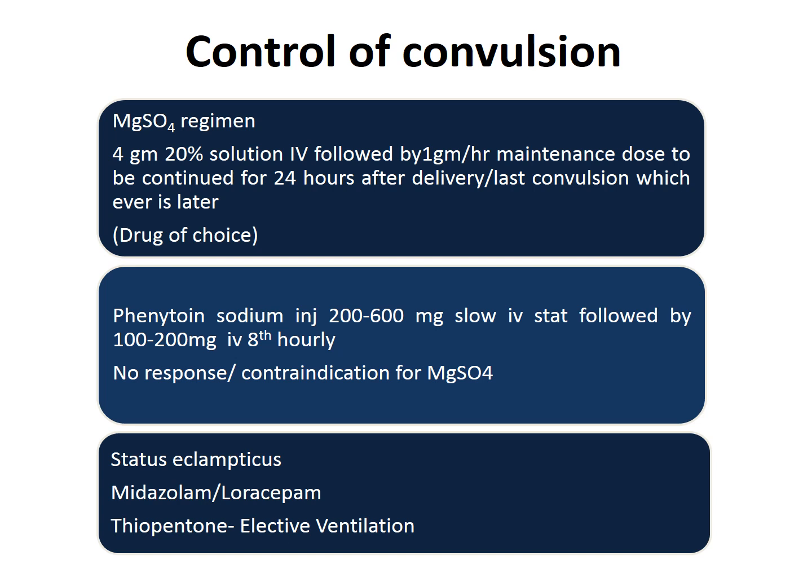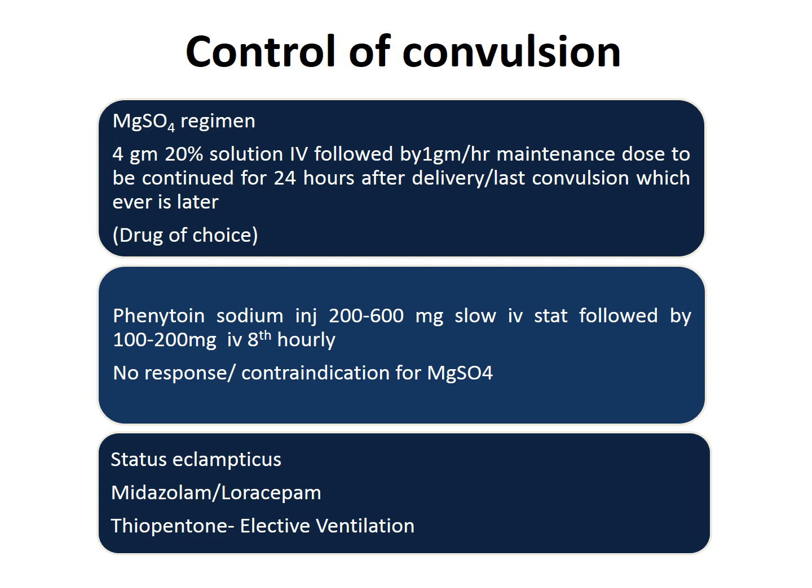If there is any contraindication for magnesium sulfate, like in patients with renal failure or myasthenia gravis, then we may have to give phenytoin sodium injection 200 to 600 mg slow IV as a static dose, and this is followed by a maintenance dose of 100 to 200 mg IV 8th hourly.